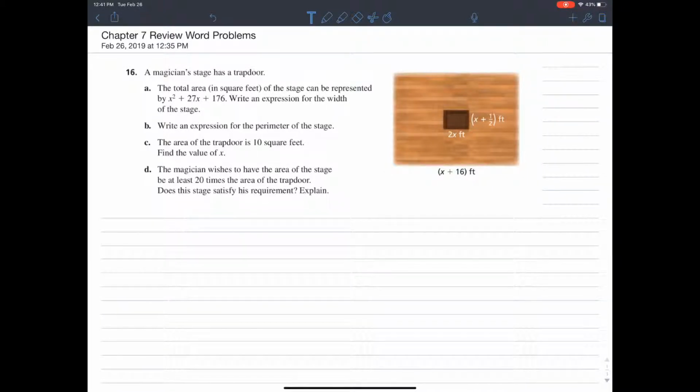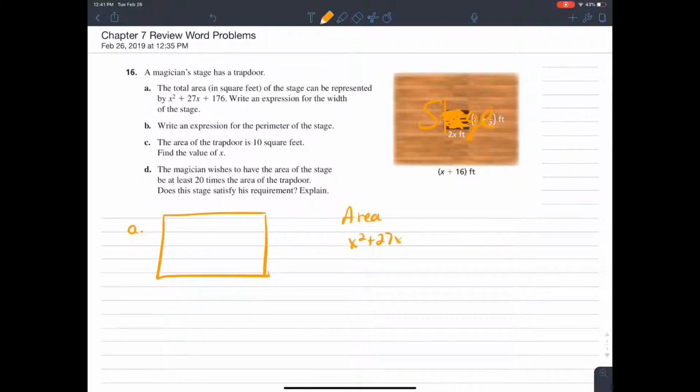The total area of the stage can be represented by that polynomial. We need to write an expression for the width of the stage. In part A, we know the stage is just a box. We don't care about this trap door right now, so I'm just going to fill it in for a second. Obviously we can see the stage is a rectangle, and it says the area of that stage is x squared plus 27x plus 176. So area is on the inside of a figure, so I'm going to go ahead and fill it in on the inside.